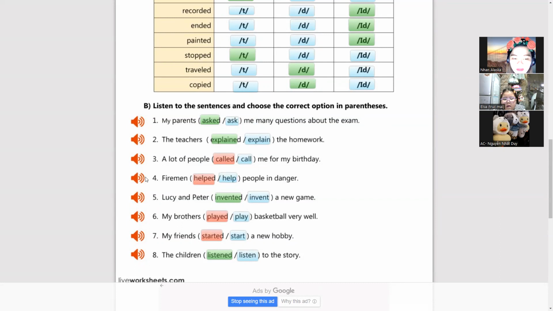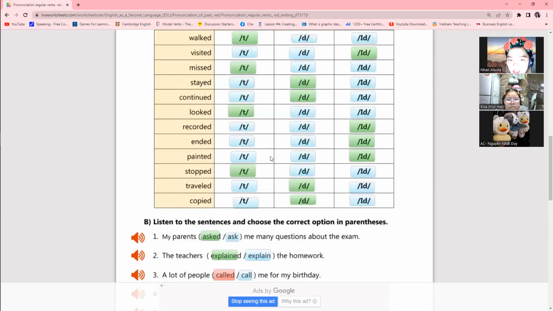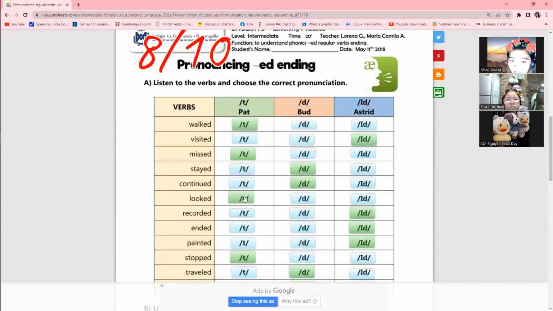Whenever you are stating some sort of a factual sentence like this, firemen help people in danger. My brothers play basketball very well. So that is in present tense. That's why we need to put them in their present form or the base form. So anyway, perfect with the sound of ed.